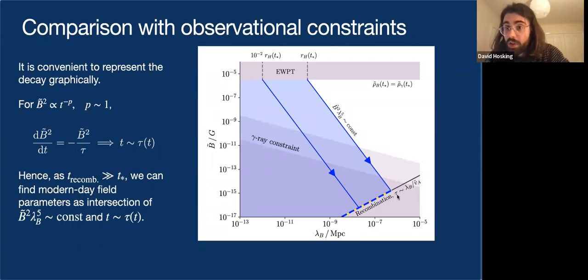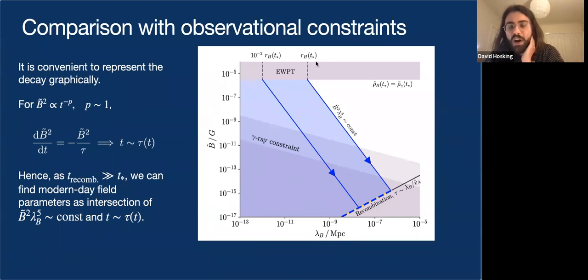T, which is the conformal time evaluated at recombination, being on the order of the Alfvénic time scale at recombination. So I hope that's clear, the intersection of those points. One can also plot on this picture the gamma ray constraint. Recall that was something like b had to be greater than 10 to the minus 7 times lambda in megaparsecs to the minus half. And that gives you a line that comes down like this.